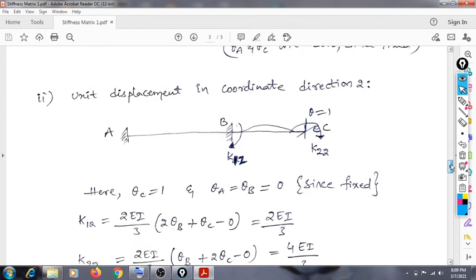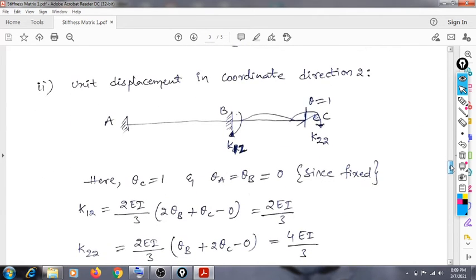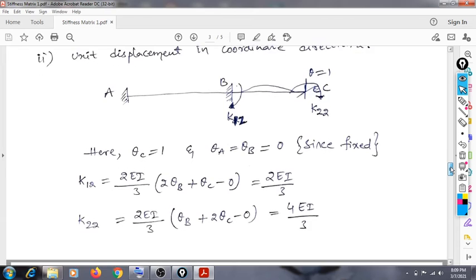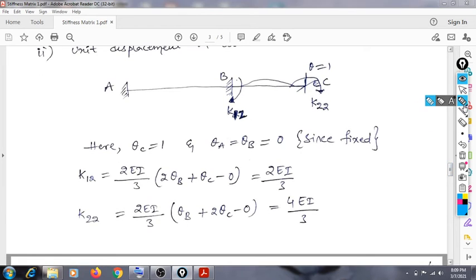coordinate direction 2. So similarly, when we do this, K12 is equal to EA by 3 2 theta B plus 2 theta C minus 0. This is similar to the above step, these two steps. So please write in a notebook while we are watching this video, that makes it easy, and I have also provided the link to download this PDF.